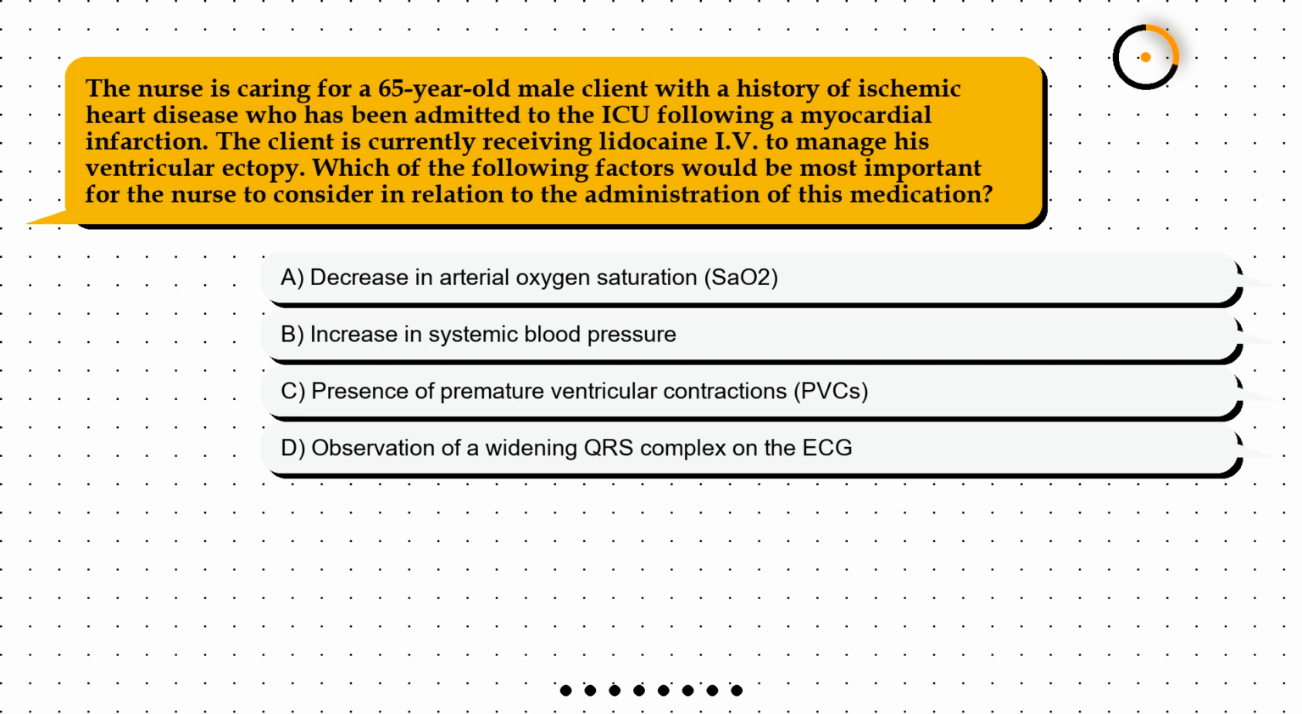Option B, increase in systemic blood pressure. Option C, presence of premature ventricular contractions, PVCs. Option D, observation of a widening QRS complex on the ECG.